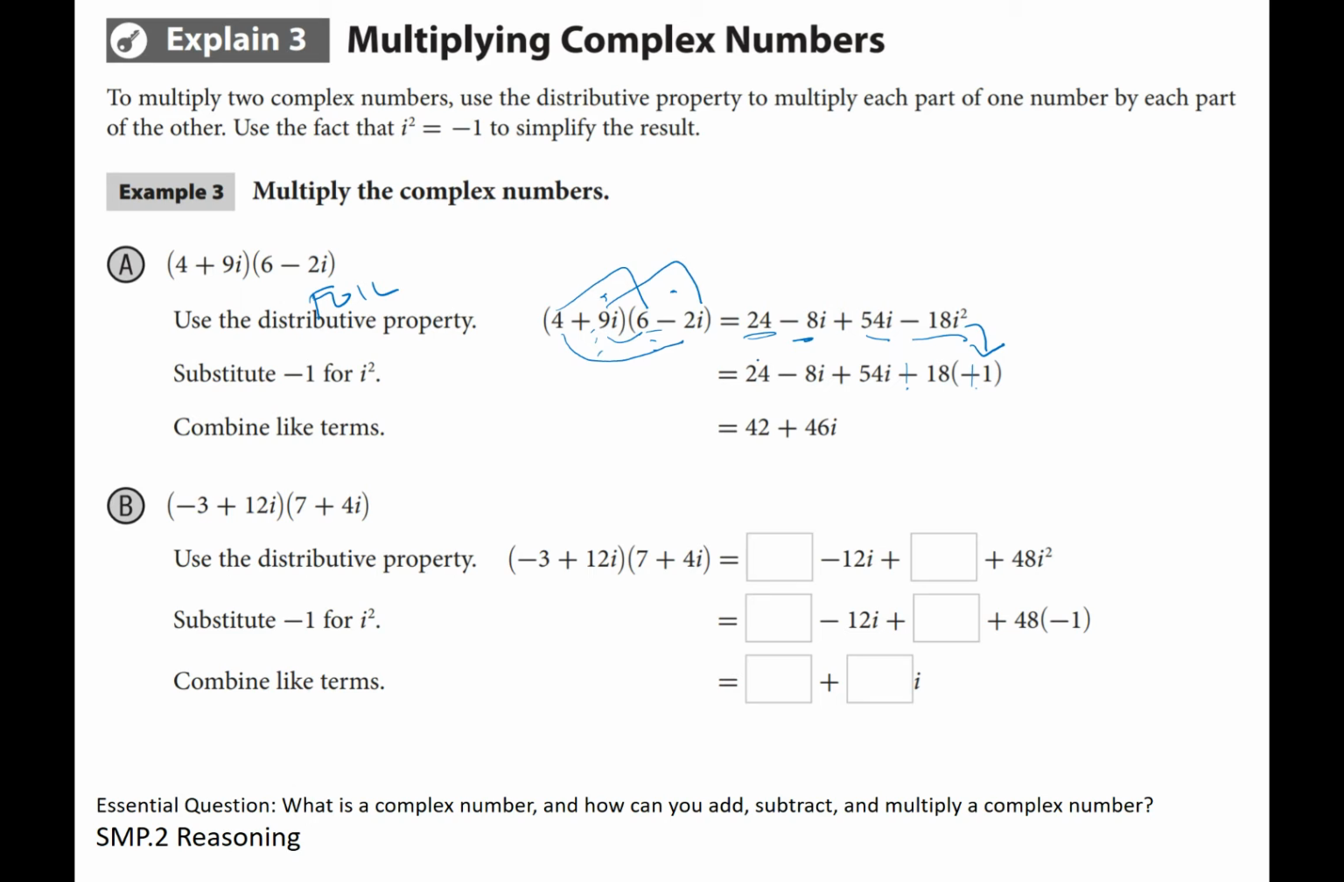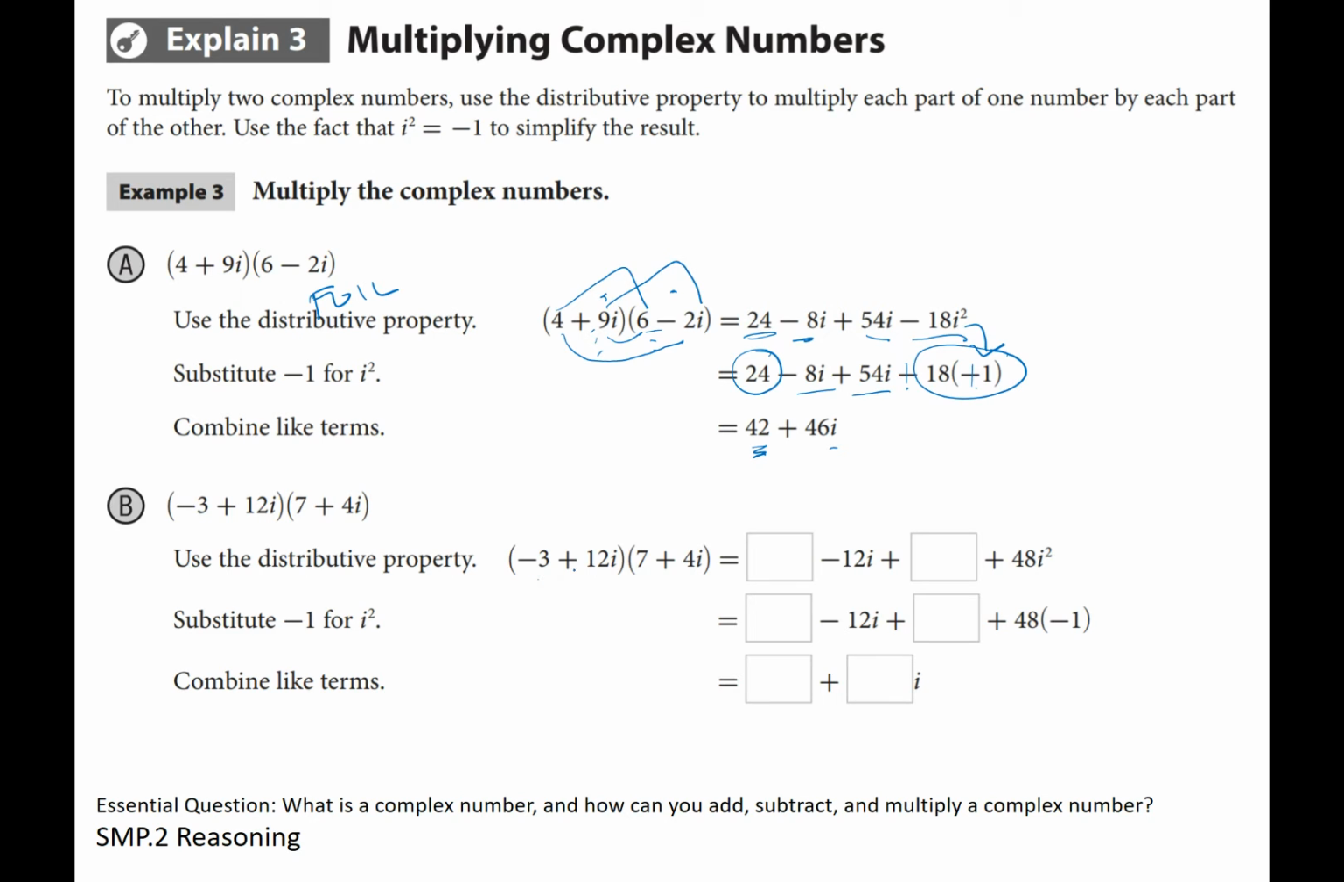Now we're going to combine like terms. So 24 plus 18 is 42. And then -8i and +54i is 46i. All right, so let's try this again. Let's go ahead and do our FOIL.